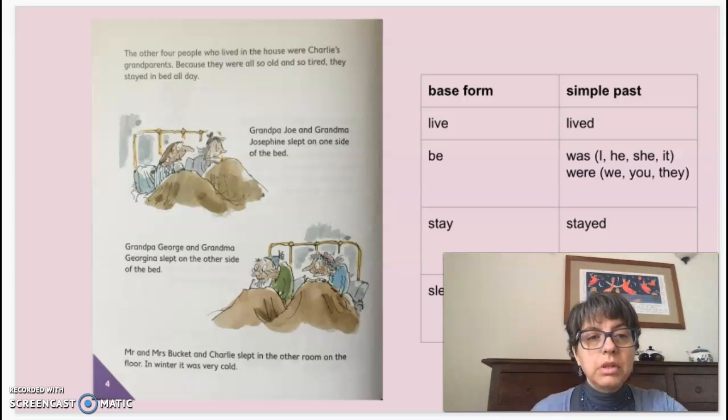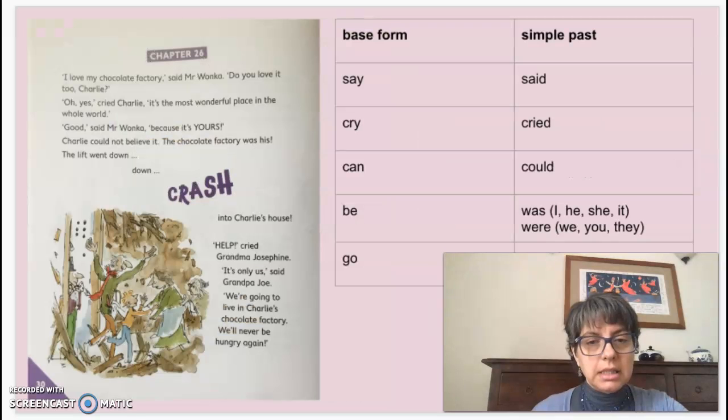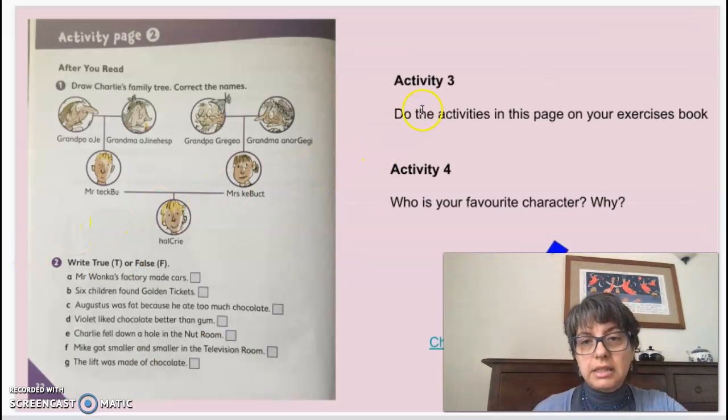I did the same in all the pages of this booklet, and when you arrive at the end of the story, which is on chapter 26 here, after that you have some other activities that you can do. This is activity number 3, which again is this page here, which you can print or give the answers in your exercise book. And then there is also an activity on your favorite character.